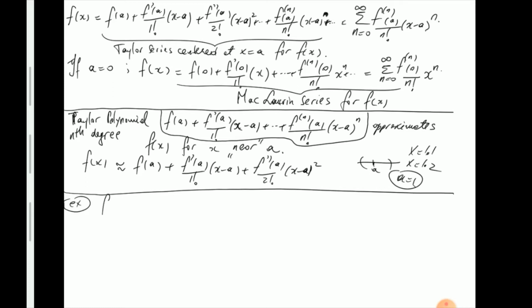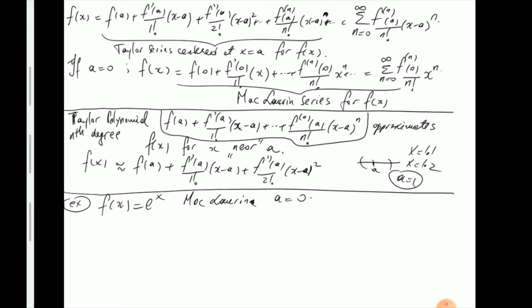Let's do the Taylor series for e to the x centered at 0. So let's do basically a MacLaurin series for e to the x. That means a is equal to 0. So what I like to do, well, we'll do that later actually. I like to do a table when the derivatives look different enough so that I can see maybe a pattern.